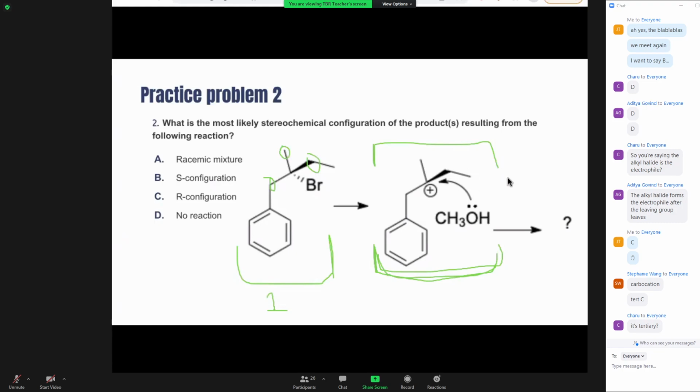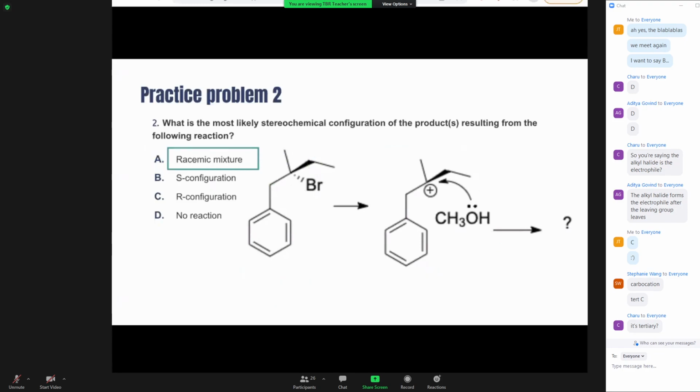And so when you have an SN1 reaction, that SN1 intermediate is the carbocation that's planar, and the nucleophile can attack on either side, and this forms a racemic mixture. So let me go to the next slide real quick. The answer is A. Let me know if you have any questions. Like I said, we have plenty of time, so feel free to make me go back to any other slide if you need further clarification.